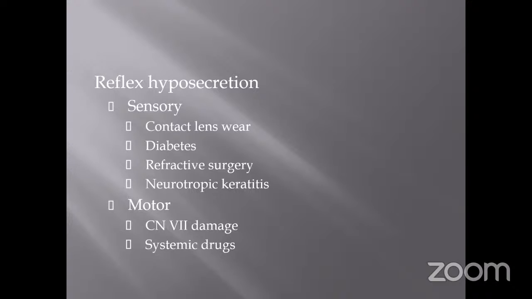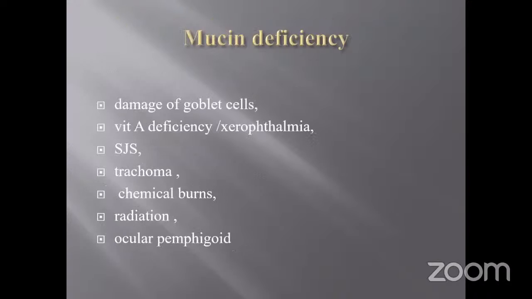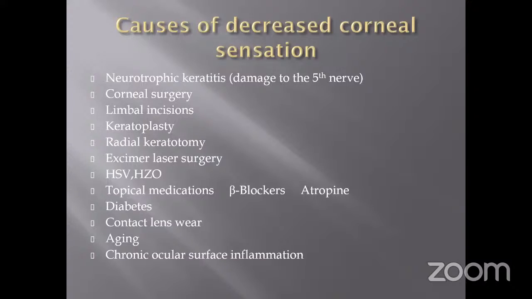And the motor component, we know that the blink, everything, is by the facial nerve. So seventh nerve damage is another cause. And then another cause is systemic drugs. So we'll be seeing which are the drugs which cause this. Before that, what are the causes for decreased corneal sensation? I already mentioned a few causes.